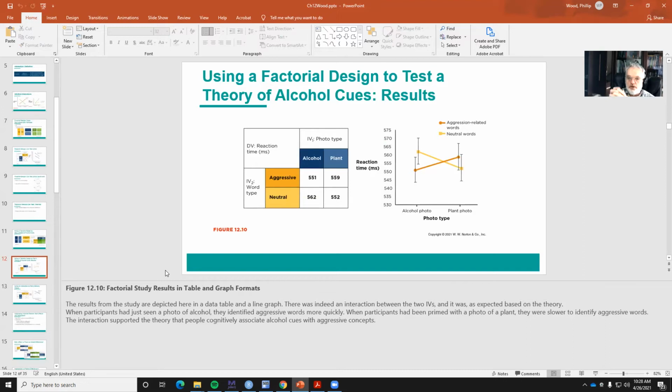So what we have here is a crossover interaction. We have our alcohol and our plant study. Yes, if you're looking at aggression-related words, the reaction time for the alcohol was less than for the plant photo. And similarly, if it was a neutral word, the reaction time was slower in the alcohol condition than in the plant condition. So this is an example of a crossover interaction.